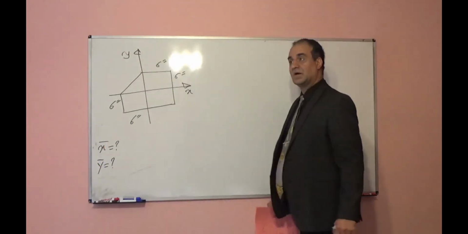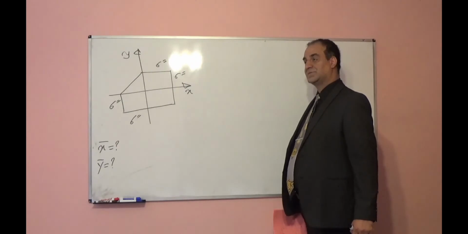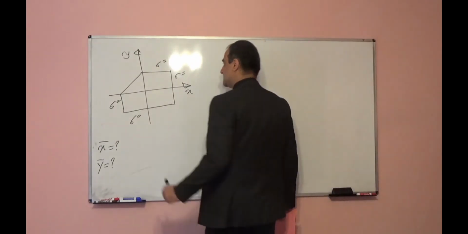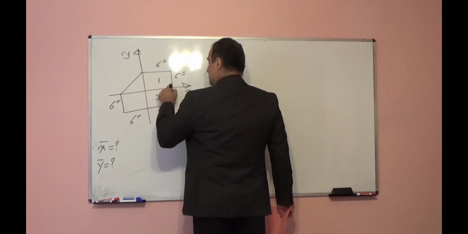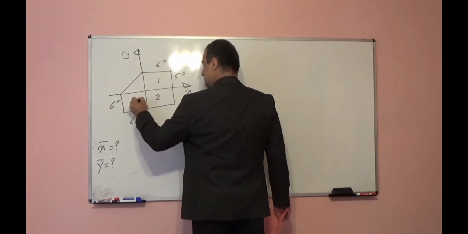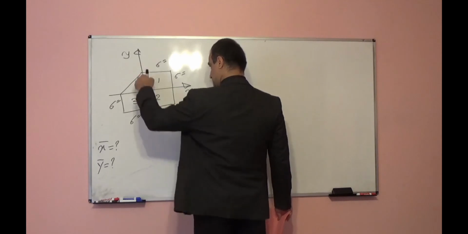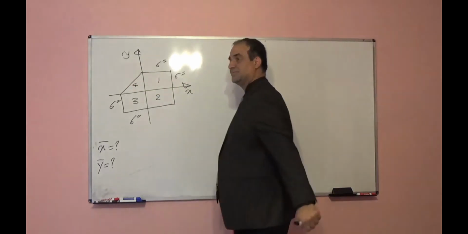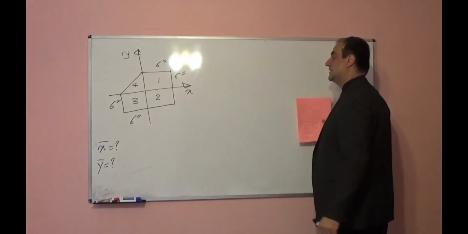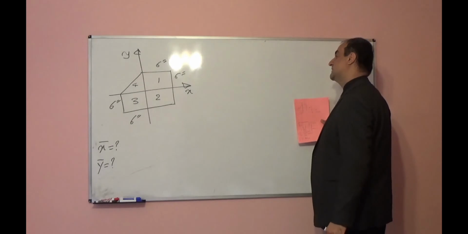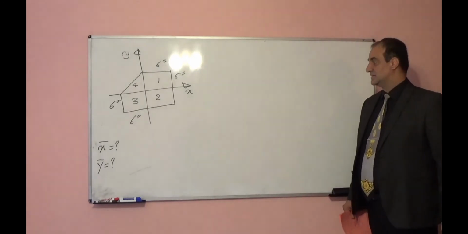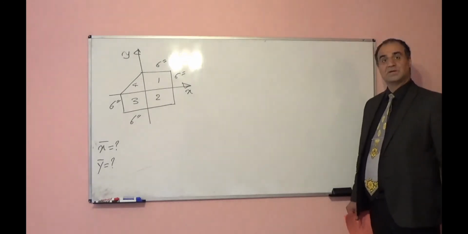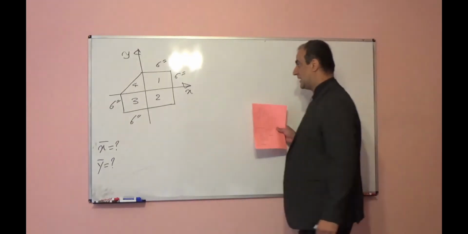How will I find it? I will divide it into different shapes whose centroids I know. For example, this is square 1, square number 2, square number 3, and triangle number 4. Then I will take moment of area with respect to the y-axis and moment of area with respect to the x-axis. Let's first start with moment of area with respect to y.